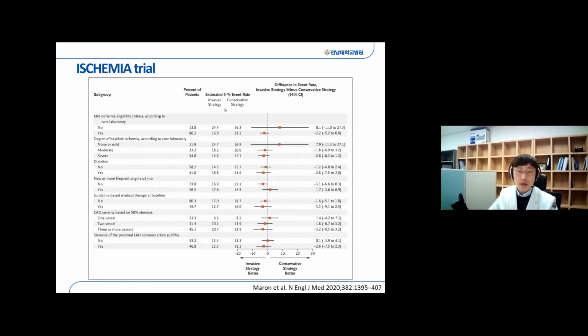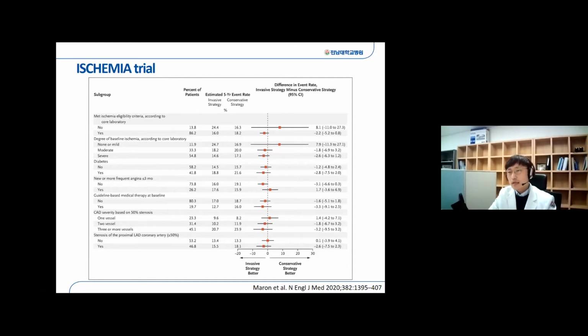Embarrassingly, they found no prognostic differences between invasive versus conservative strategies in patients with moderate to severe ischemia on non-invasive stress testing. However, the ISCHEMIA Trial showed very slow patient enrollment, and in the middle of the patient enrollment, they decided to add exercise ECG as the initial screening test.